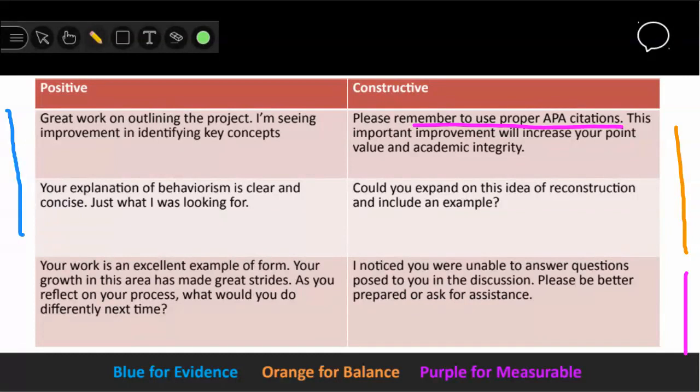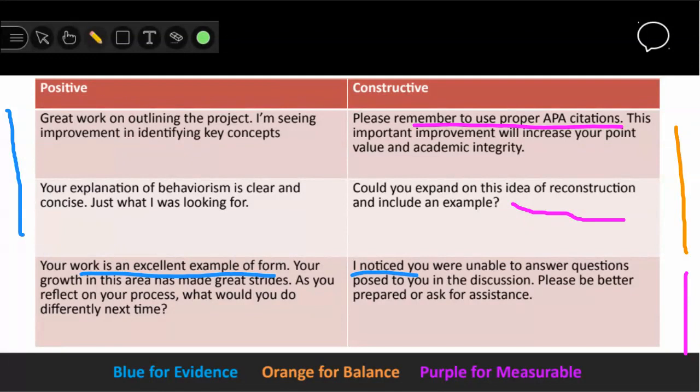Okay, so then expand on this idea of reconstruction, include an example. So that is addressing what we were talking about earlier, where they asked for more detail, but they didn't say what. This one says information on the idea of reconstruction and include an example. So that's better. Okay, so you're finding evidence. Let's see. Okay, your work is an excellent example. Okay, evidence, yep.